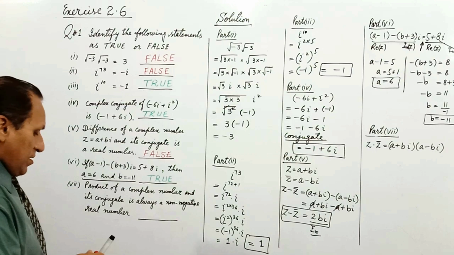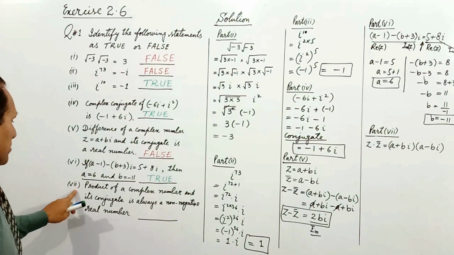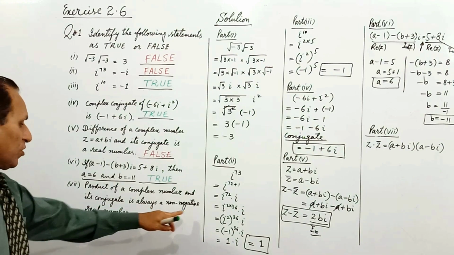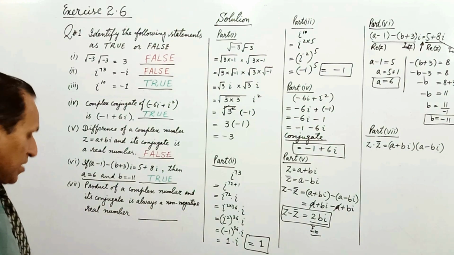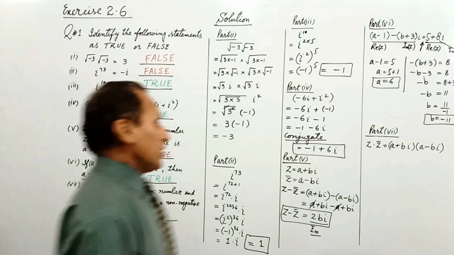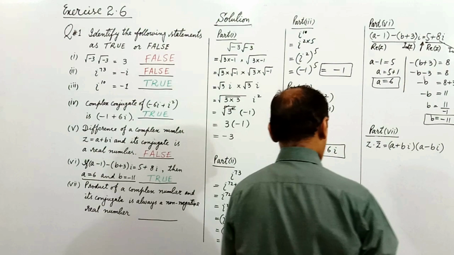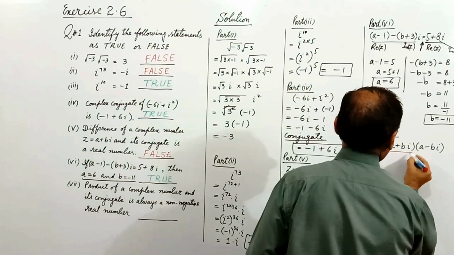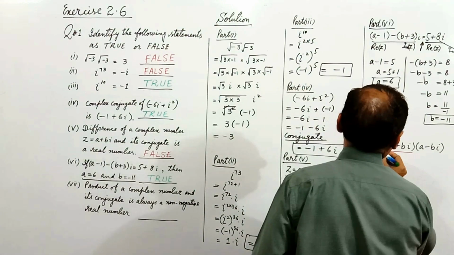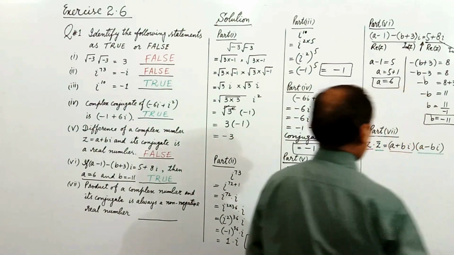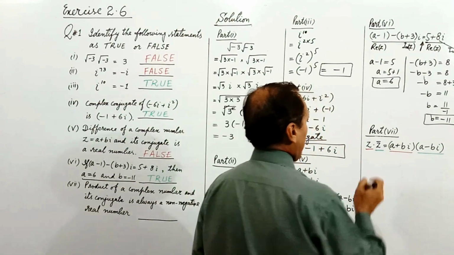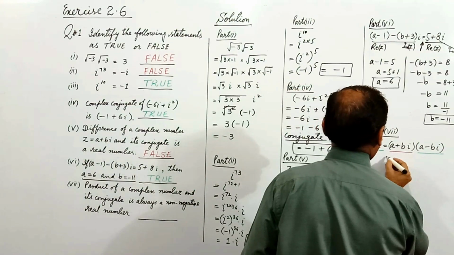Let's check the result of statement number 7. The product of a complex number and its conjugate is always a non-negative real number. It means we have to find the product of the complex number and its conjugate. We have z as our complex number, and we have z bar, its complex conjugate. Now we find the product. Dot means multiply. We multiply these.